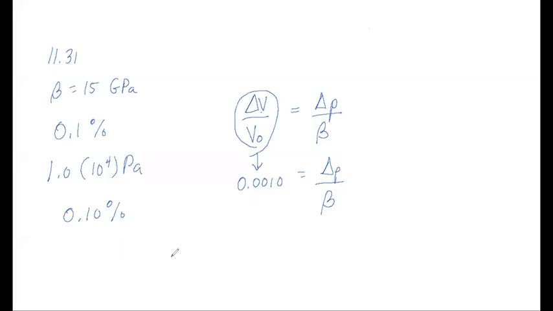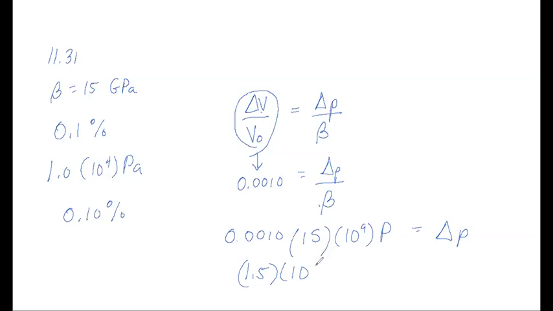So now we're solving for the change in the pressure. So we've got the bulk modulus times that volumetric strain, 0.0010 times 15. Oh, that's 15 times 10 to the 9th pascals equals delta P. And that's going to be 1.5 times 10 to the 7th pascals.